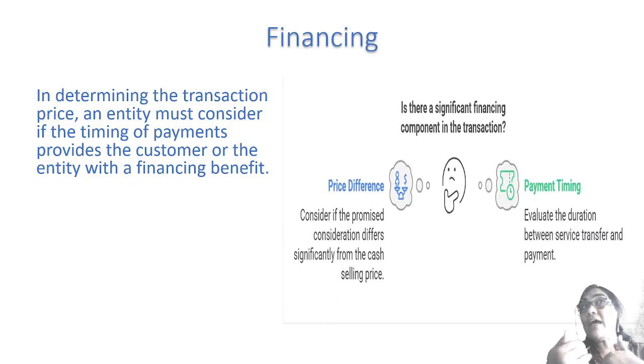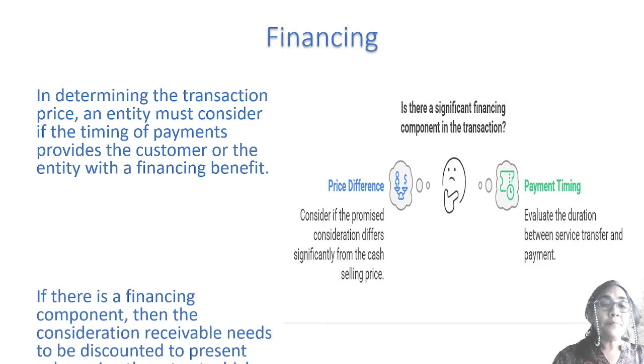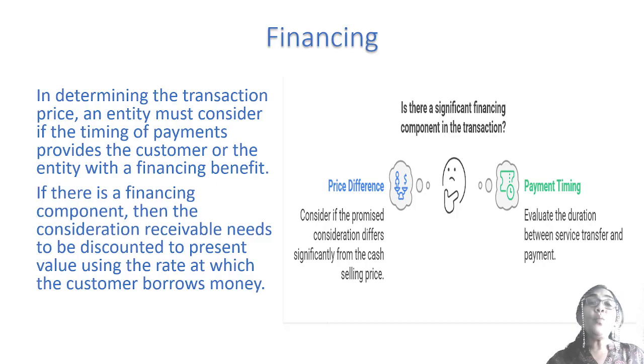For example, if there is a significant difference between the cash price and the credit price that is being offered to the customer, that would indicate a financing component. Or else, if there is a significant difference between the delivery of the goods and the timing of the payment to be received, that would also indicate a financing component. In that case, revenue will be equal to the present value of the consideration. It will be discounted using the borrowing rate of the customer.